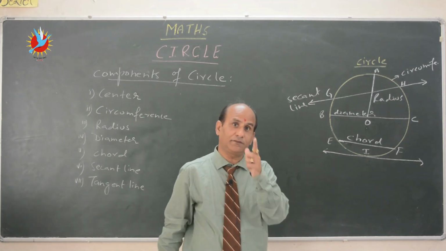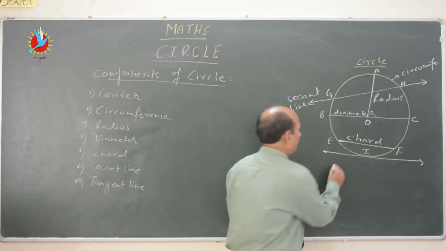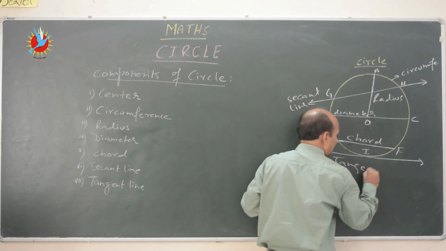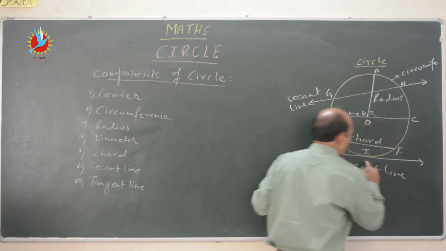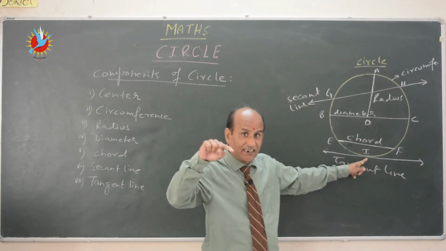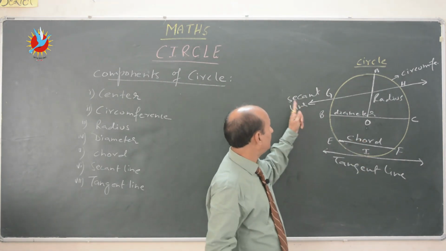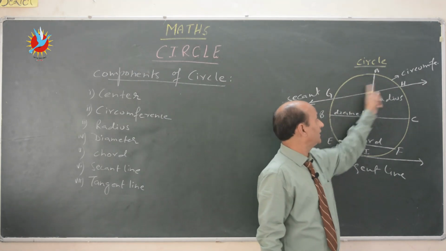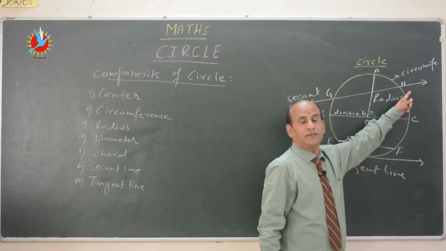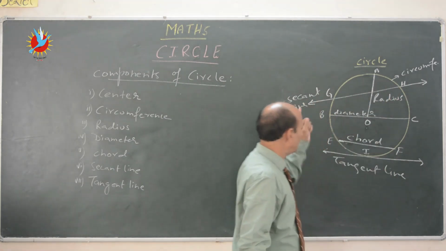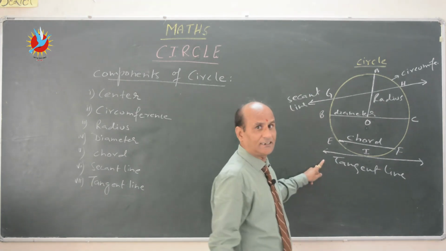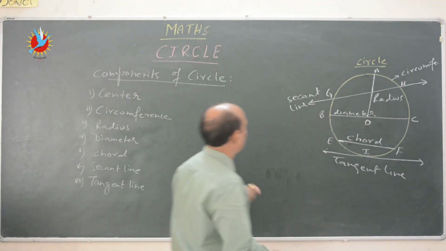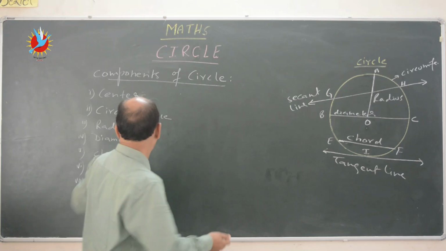So there must be a difference between secant line and tangent line. Tangent line touches the circle at only 1 point externally, not internally, but secant line touches the circle at 2 different points and it crosses the circle from inside the circle. So there is a difference between secant line and tangent line. Now let us see some relation between these properties.